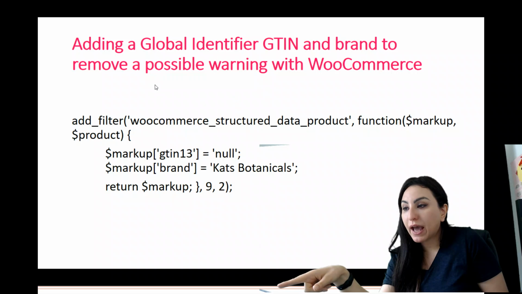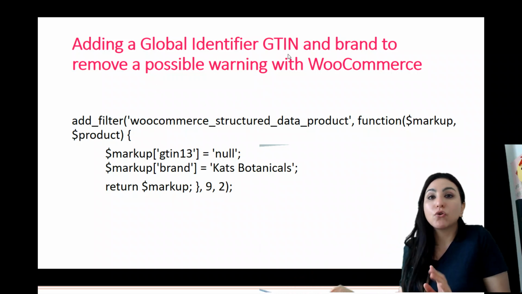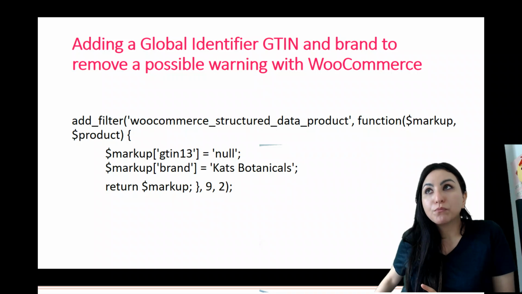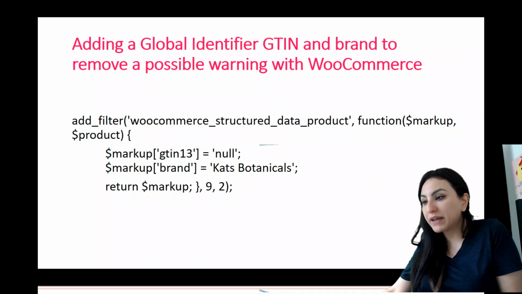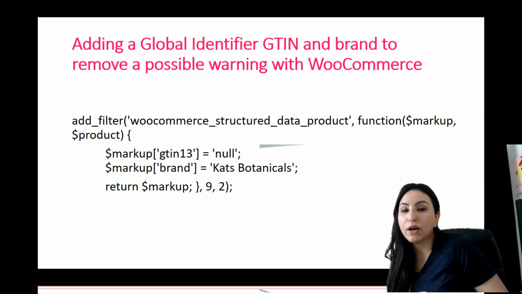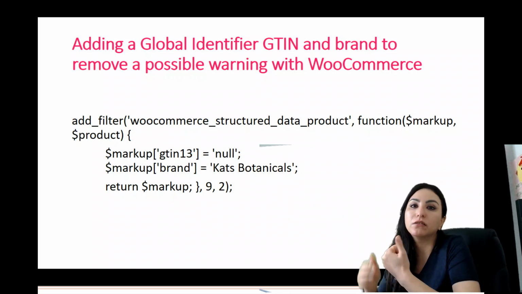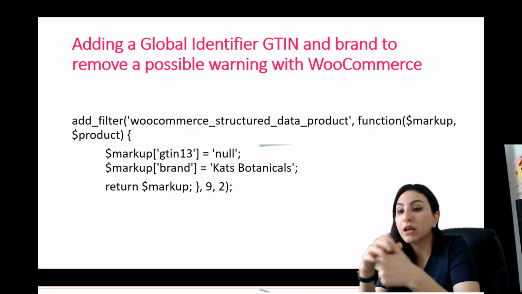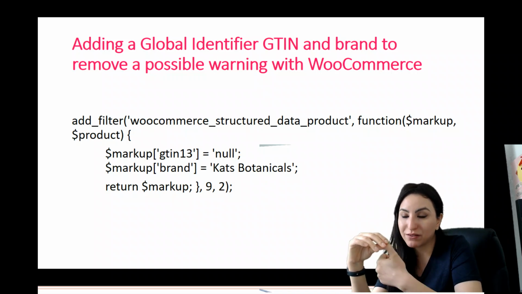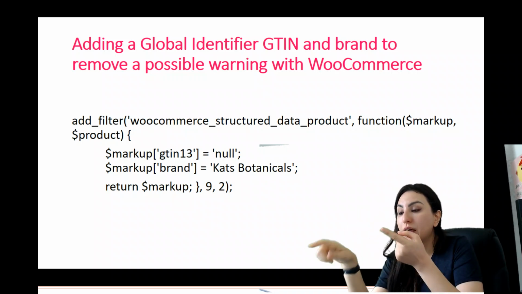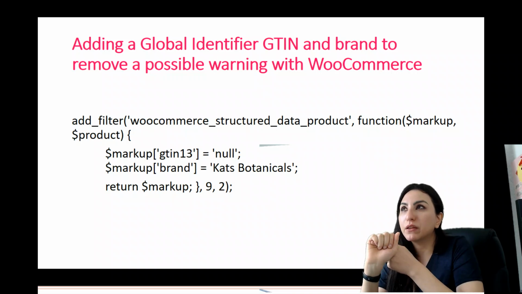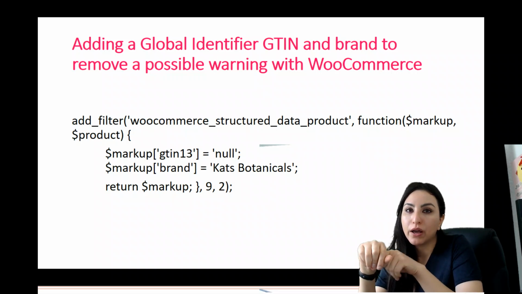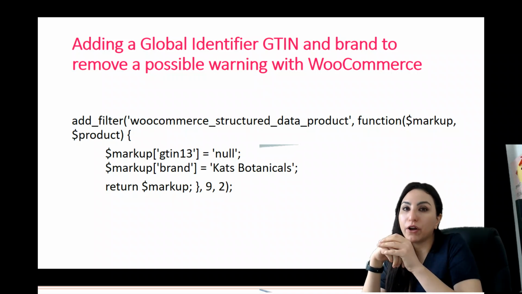Also, you can add it as a global identifier. There's also another error that I received myself: a global identifier, GTIN, was missing. So a brand identifier was missing on my site, and it's an e-commerce site, so brand is very important. And also a global identifier, GTIN, which is kind of like the SKU, a unique identifier for the products.